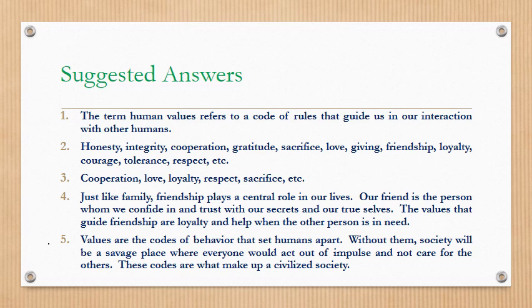Without them, society will be a savage place, a very aggressive place where everyone would act on impulse. No one would care about the feelings of others. People would just hit each other or kill each other for resources. So these codes, human values, are what make up a civilized society, a human society.